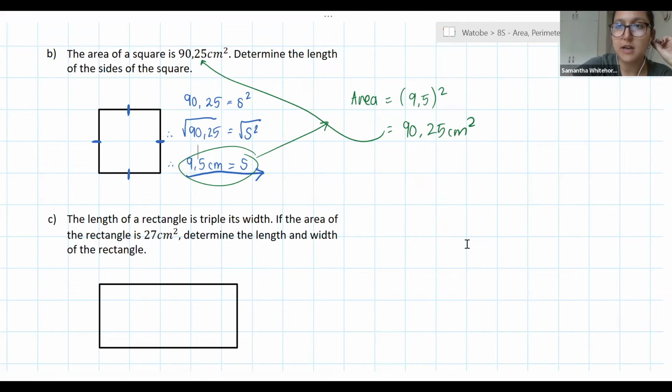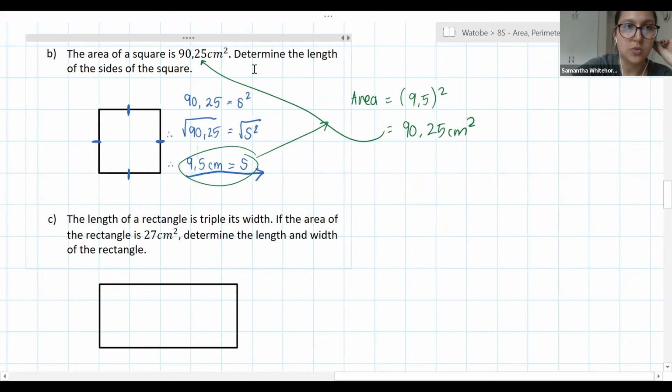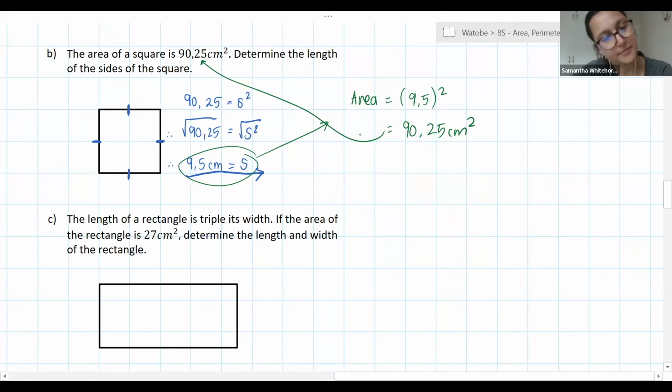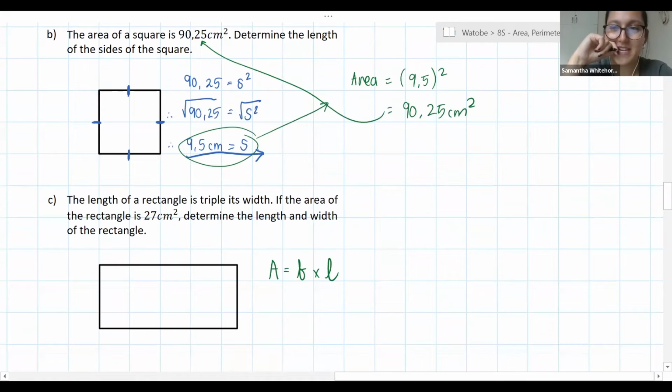Right, very nicely done. Emmanuel, I still see your hand up. So are you going to want to try C? Yes, ma'am. So I said A equals B times L, or length times breadth, either way. And then I said 27 equals 3B, and that's for the length.